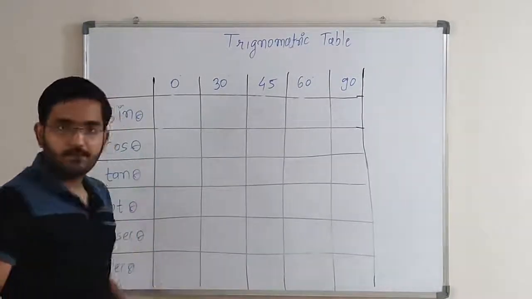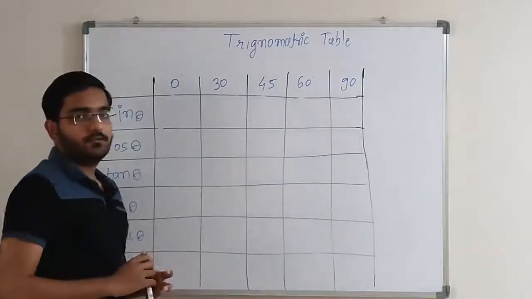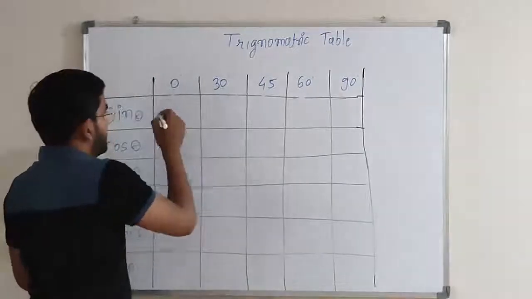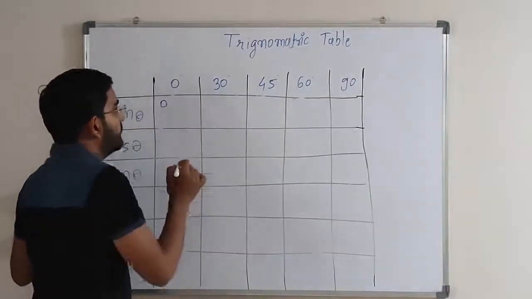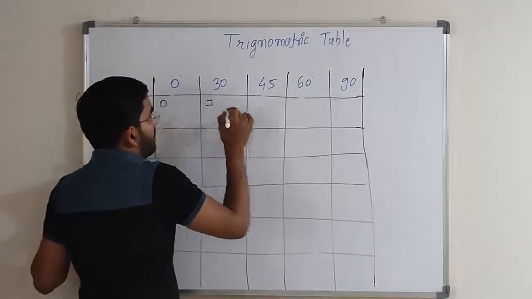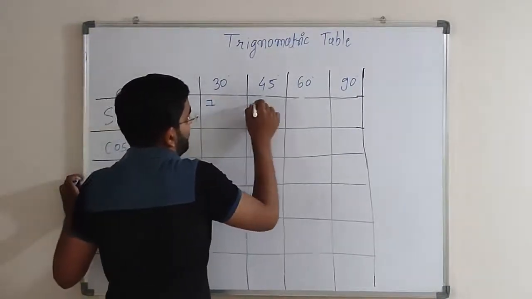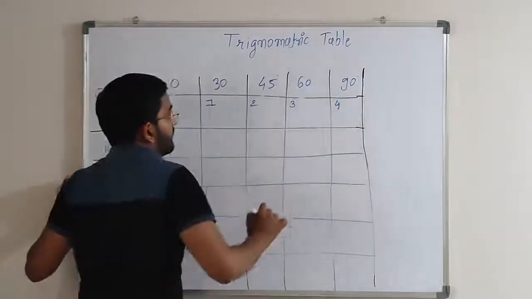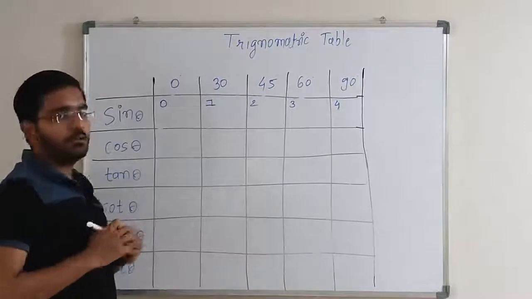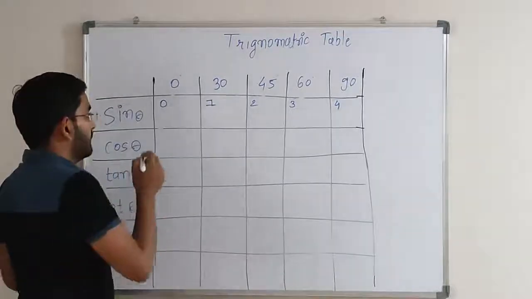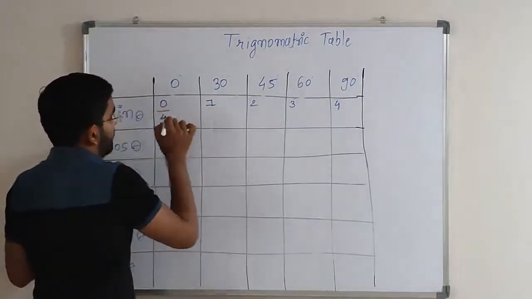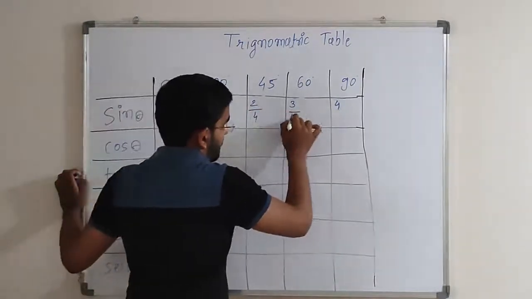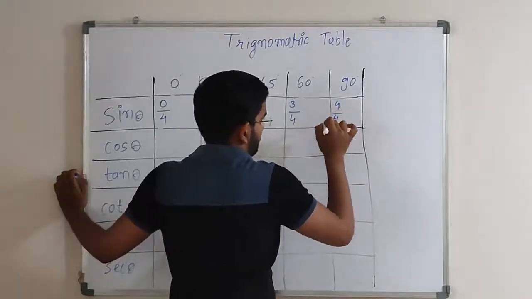First step is to put the whole numbers in a sequence. The first whole number is 0, so here we put 0. Next is 1, then 2, 3 and 4. Now the next step is to divide each whole number by 4. So 0 by 4, 1 by 4, 2 by 4, 3 by 4 and 4 by 4.